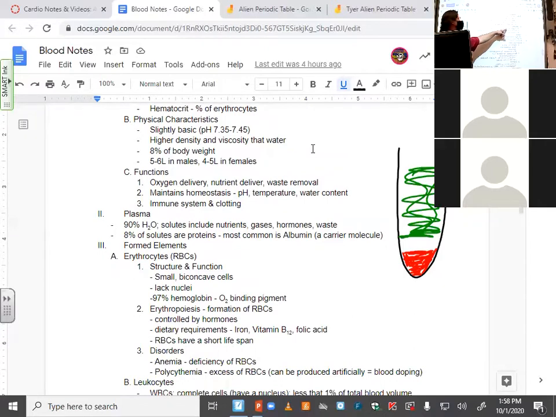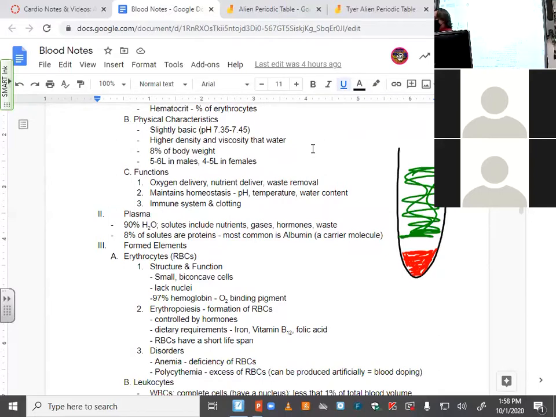Mainly, we think of blood carrying stuff around: oxygen delivery, nutrient delivery, waste removal. It is the blood mobile, is the song that They Might Be Giants made. It moves things around the body. But also, blood serves to maintain our homeostasis. It keeps our pH the same. It keeps our temperature the same. It keeps our water content the same.